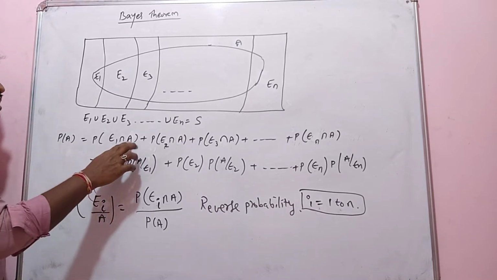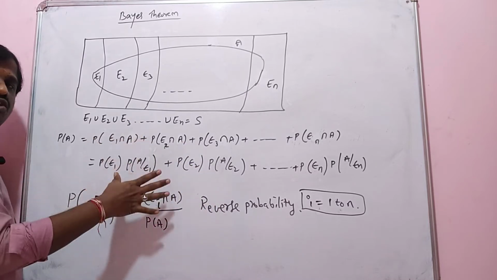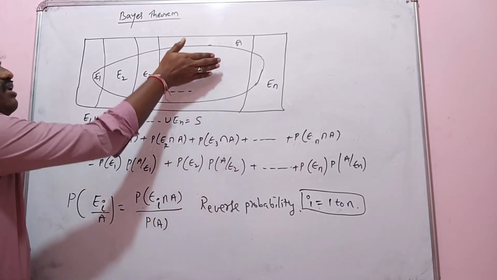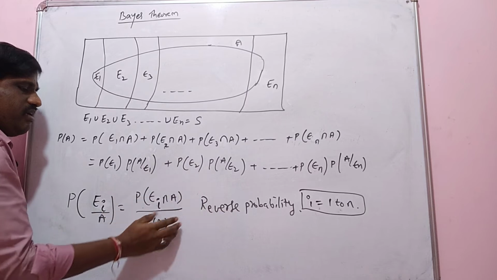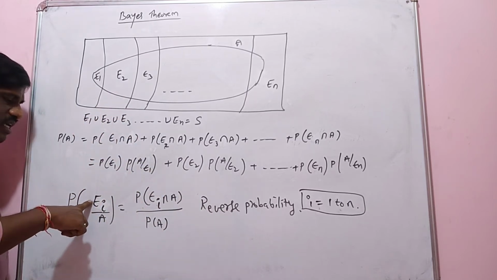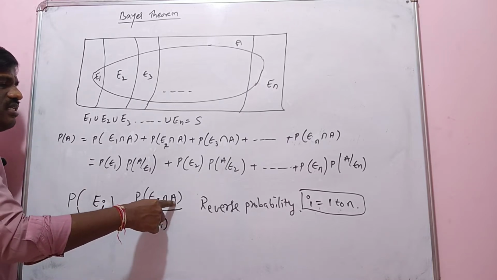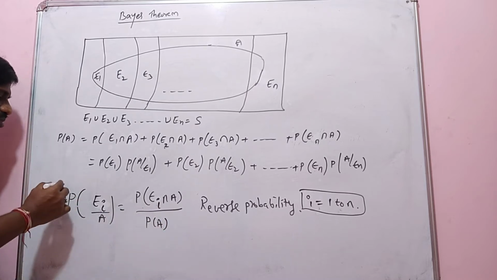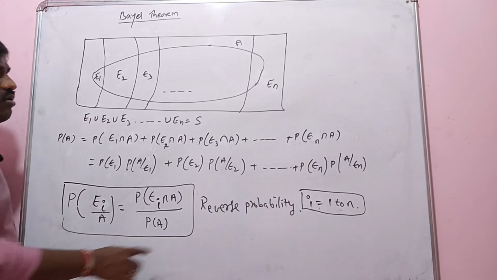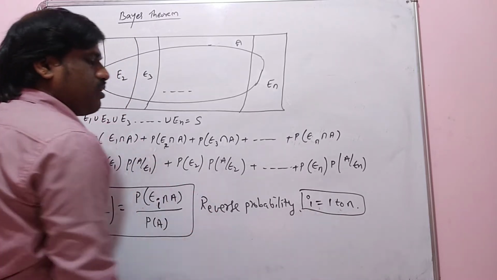Now if I specify some person, suppose I say A, B, C, D, because of person A it happened, or because of person B it happened. Then that person's term will come in the numerator and the total probability will come in the denominator. That is what the Bayes theorem is. Bayes theorem says the probability of Ei when A already happened is the probability of Ei intersection A upon the probability of A. This is what we call Bayes theorem, also called reverse probability, where i is equal to 1 to n.